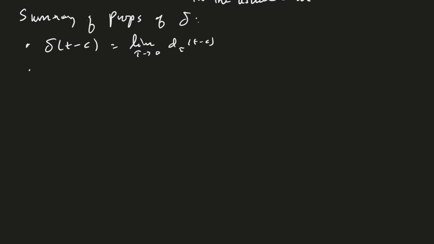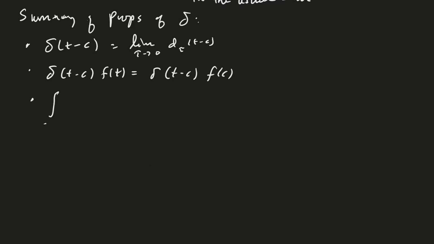Furthermore, the Dirac delta of t minus c times f of t is just equal to the Dirac delta of t minus c times f of c. And so that has some properties that are interesting.